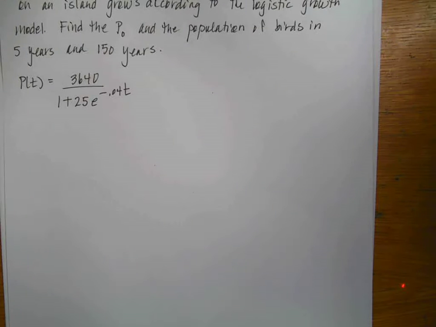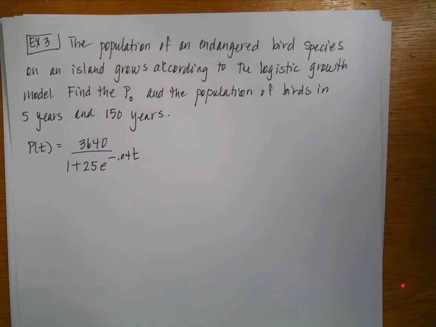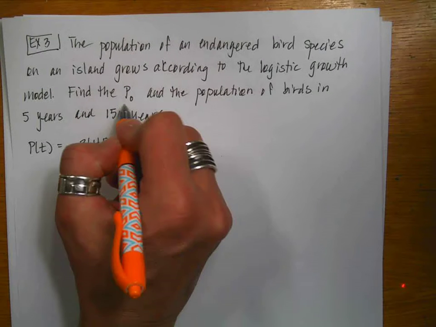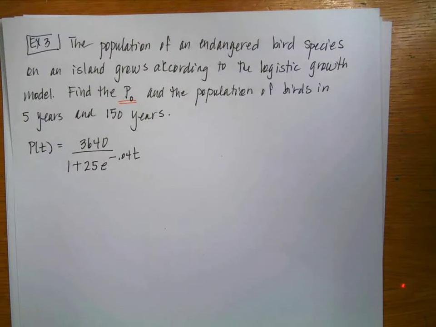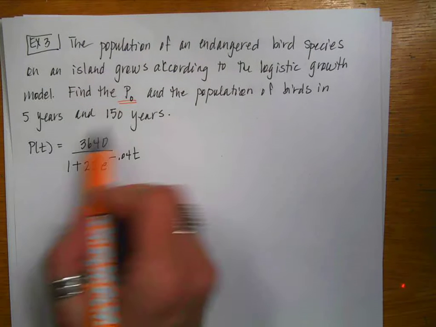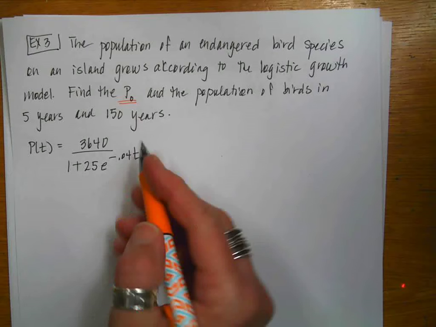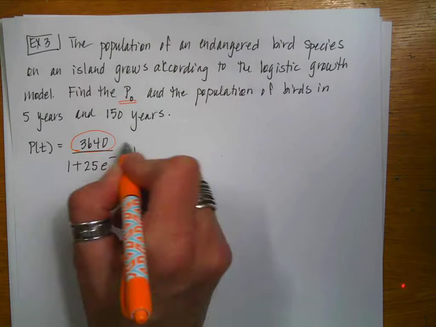So for our next example, example number 3, it says the population of an endangered bird species on an island grows according to the logistic growth model. We want to find P sub 0, because remember it's not given, and then we want to know the population of birds in 5 years and 150 years. So let's talk about the equation first.